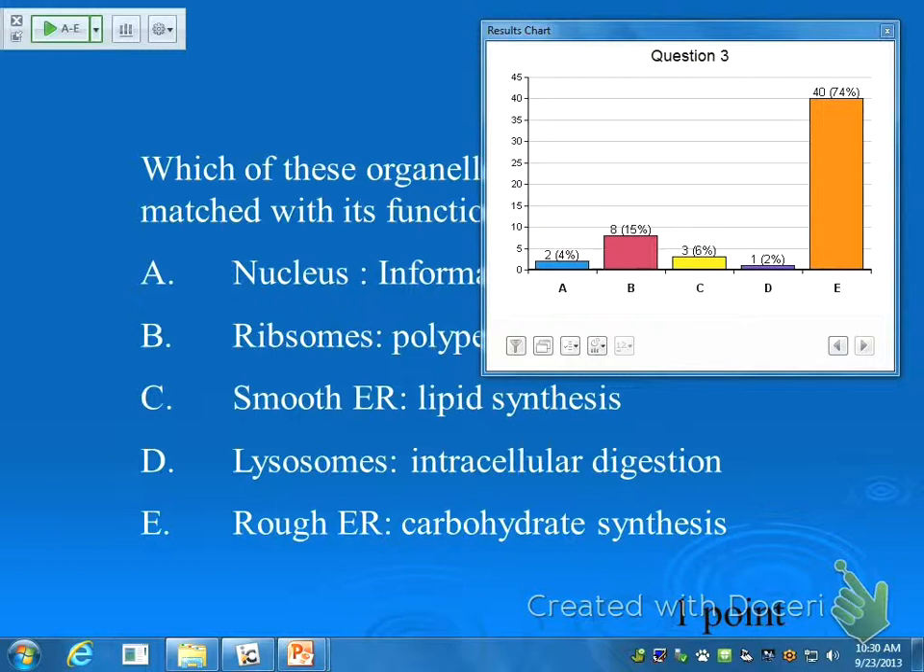Smooth ER. What are the functions of the smooth ER? Lipid synthesis, but also what? Detoxification, that's another huge one. Stores what? What do you get out of milk? What nutrient? Calcium. Stores calcium, okay. Lysosomes, we just went through that. They can do intracellular digestion. And then the rough ER does not make carbohydrates.